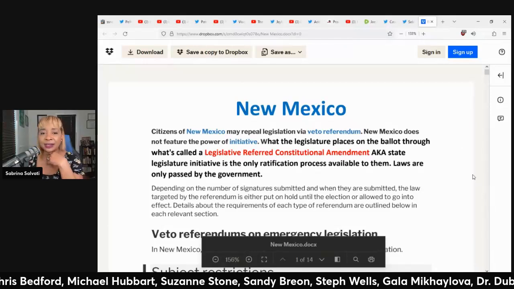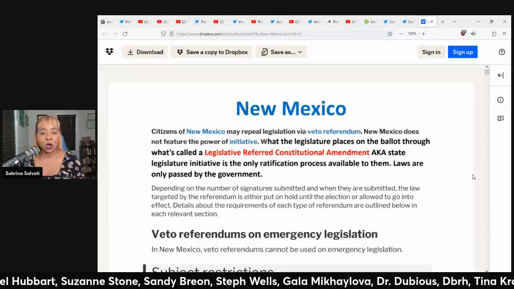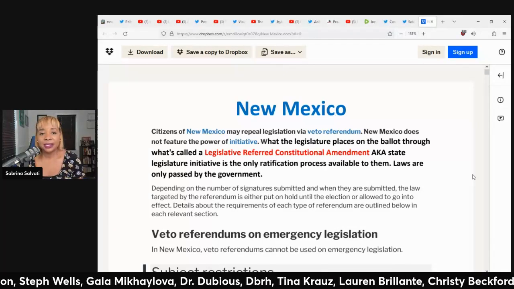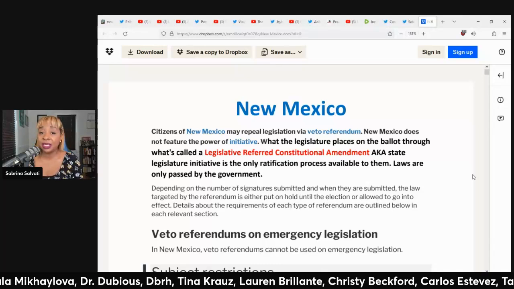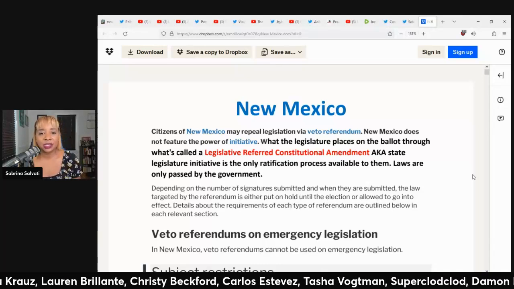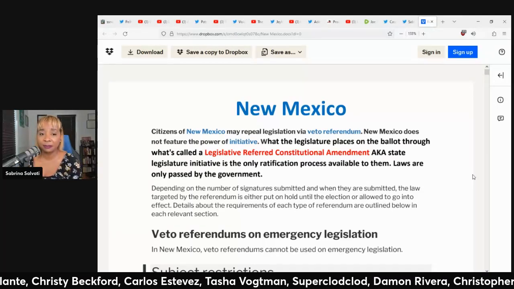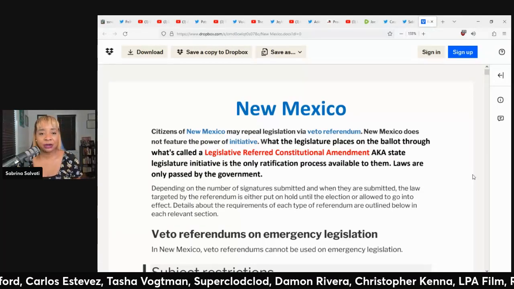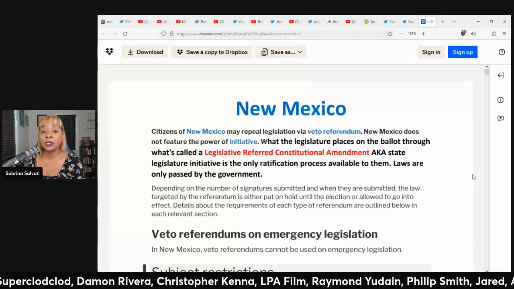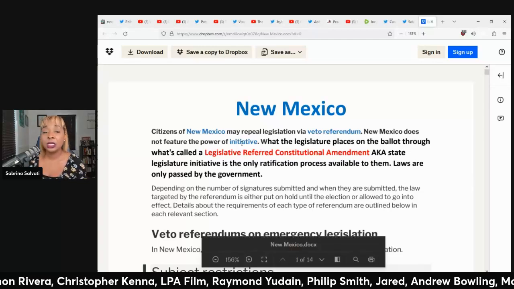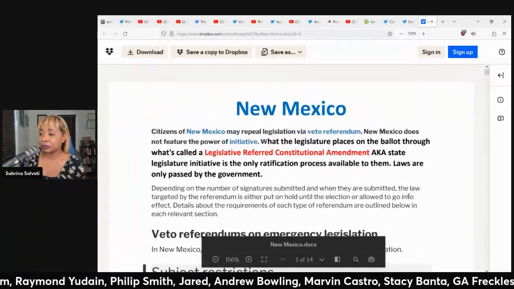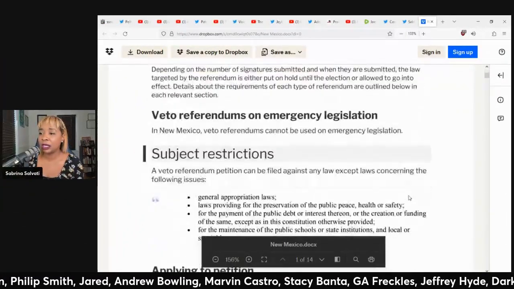Now, in reference to New Mexico, citizens of New Mexico may repeal legislation via veto referendum. New Mexico does not feature the power of initiative. What the legislator places on the ballot through what's called a legislative referred constitutional amendment, aka state legislator initiative, is the only ratification process available to them. Laws are only passed by the government. So New Mexico is different from some of the other states that we've covered. So let's go on here.